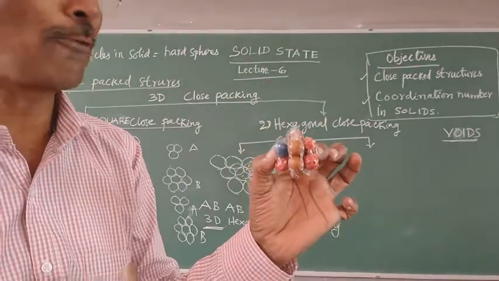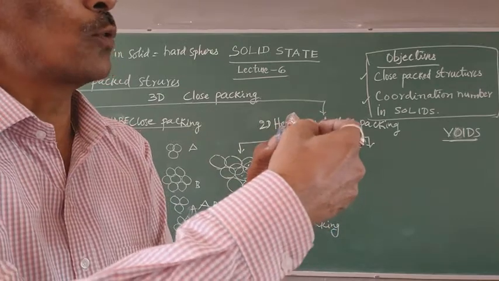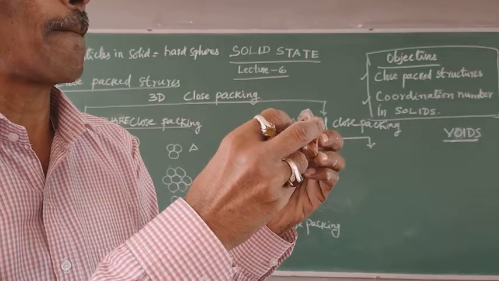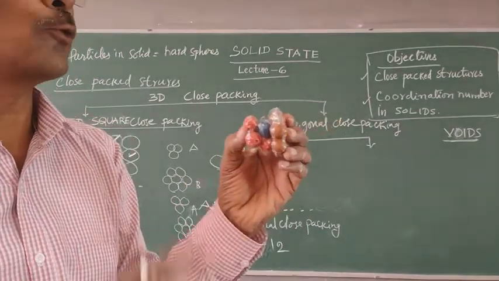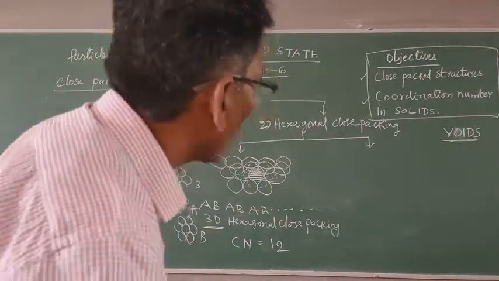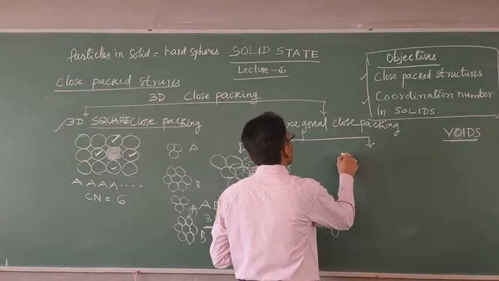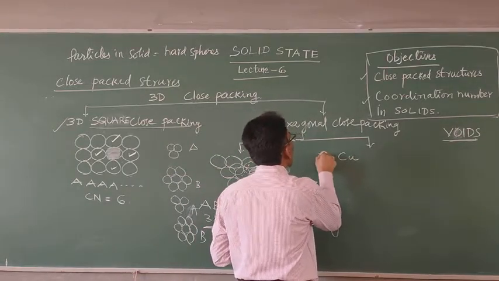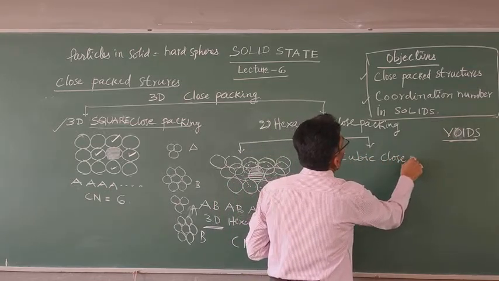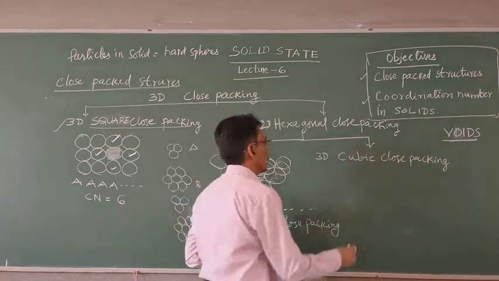And if you take the fourth layer, how is the fourth layer? Fourth layer is repeated like this. Then the fourth layer is exactly matched with the position of the first layer, and this arrangement is called three-dimensional cubic close stacking. How is it resulted?